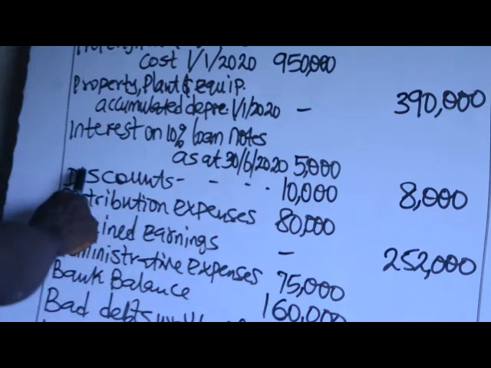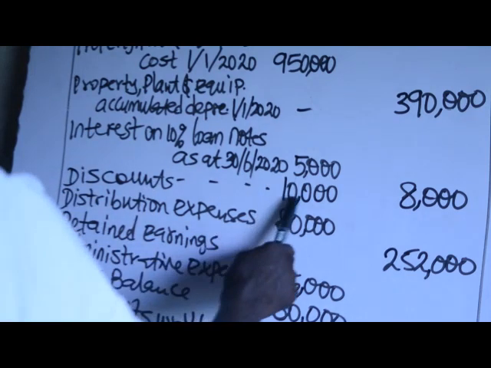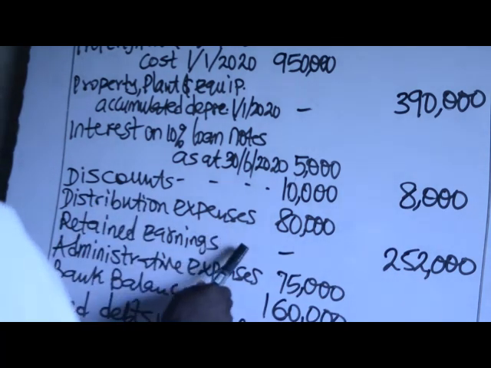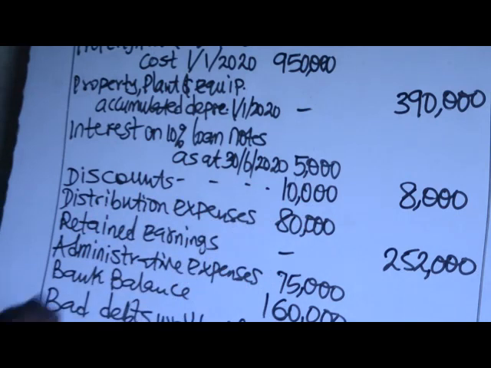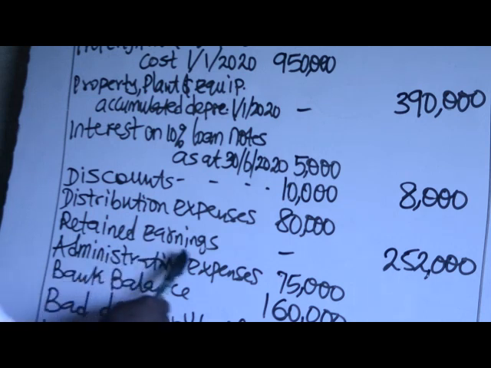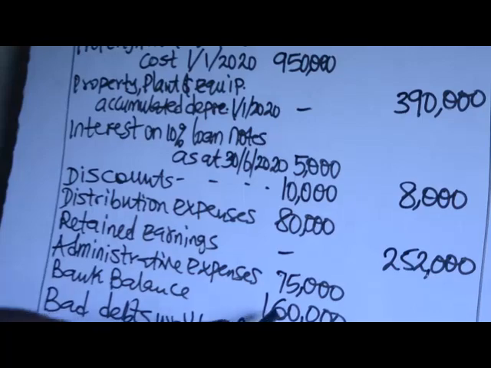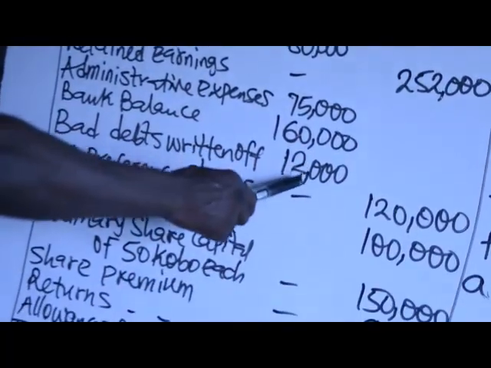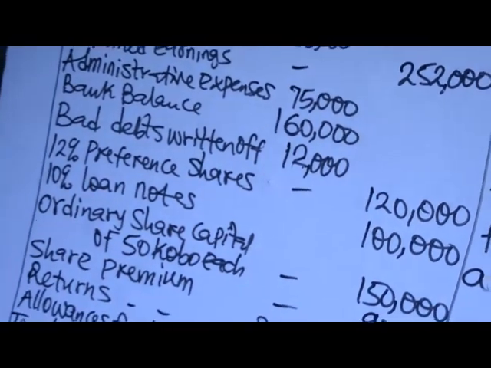We have discounts, 10,000 and 8,000. The 10,000 is the discount allowed. The one at the debit side is the discount allowed, while 8,000 at the credit side represents the discount received. Distribution expenses, that is 80,000. Retained earnings, we have 252,000. We have administrative expenses, that is 75,000 naira. Bank balance of 160,000. Bad debts written off amounted to 12,000 naira.